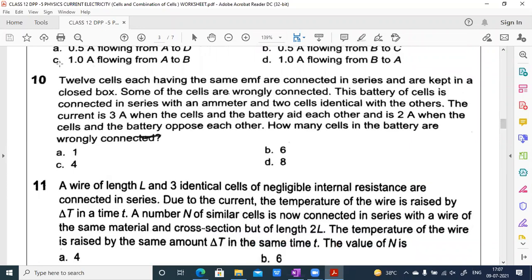Question number 10. 12 cells each having the same EMF are connected in series and are kept in the closed box. Some of the cells are wrongly connected. The battery of cell is in series with the ammeter.